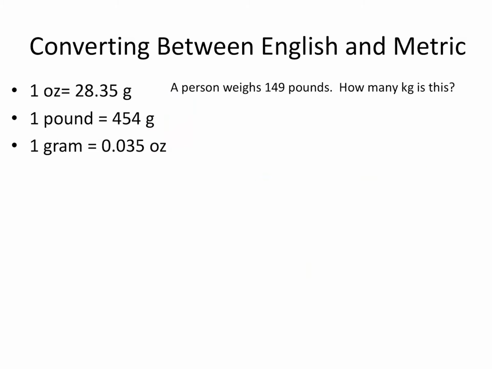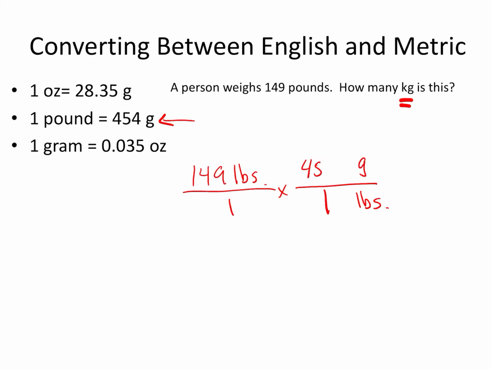All right, a person weighs 149 pounds. How many kilograms is this? Okay, let's start with, what are we going to use? I like this one, pounds to grams. It does ask for kilograms, so we're going to have to do a little bit of an extra conversion step at the end, but let's just go ahead and see how many grams 149 pounds is, right? So 149 pounds over 1. How are we going to set up our fraction? Pounds is going to be on the opposite side. All right, so 1 pound for 454 grams.